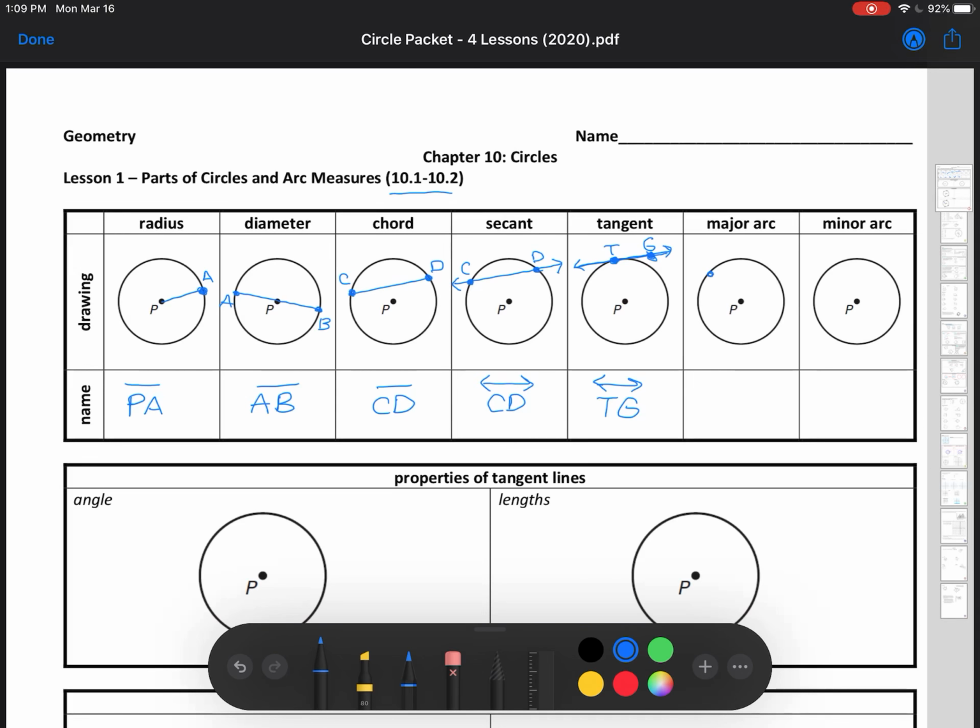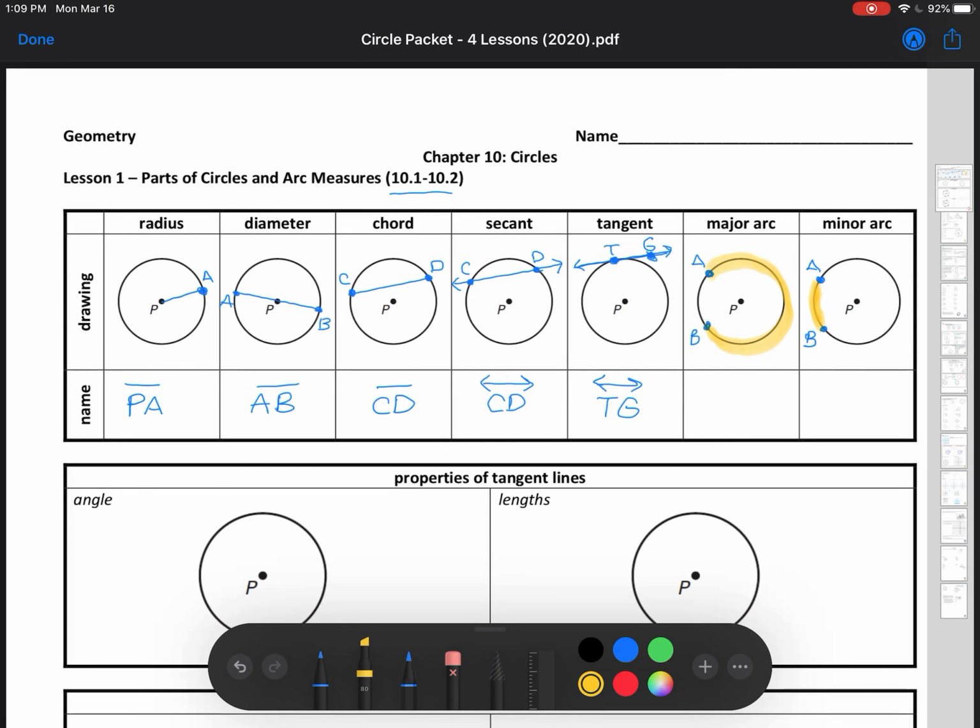And then major and minor arc. So let's put a couple points here. I've got a point A, I've got a point B. The difference between a major arc and a minor arc is that the major arc is the one that goes all the long way around the circle, where a minor arc is less than half of the circle.